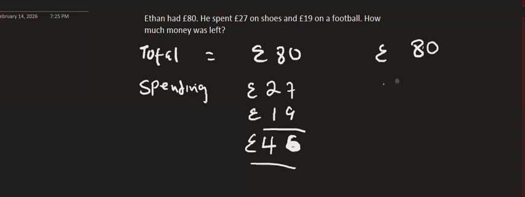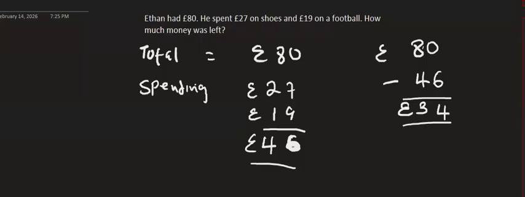Now, out of 80 pounds, he spent 46. So we're going to say 80 minus 46. So if we do that, we're going to say 10 minus 6, that gives us 4, and here is 7 left, so we have 7 minus this, that gives us 3. So which means that he had 34 pounds left. Is that okay? Do you understand that?